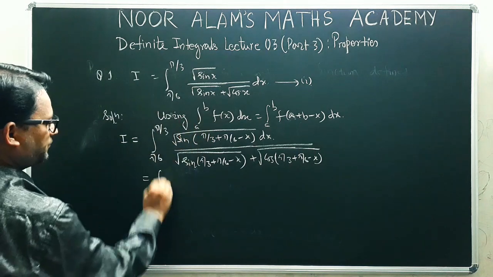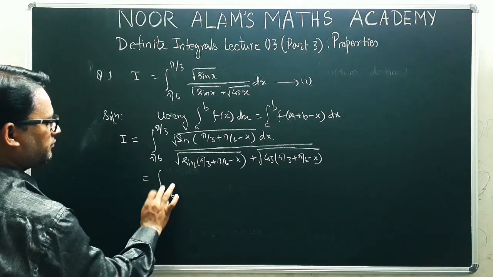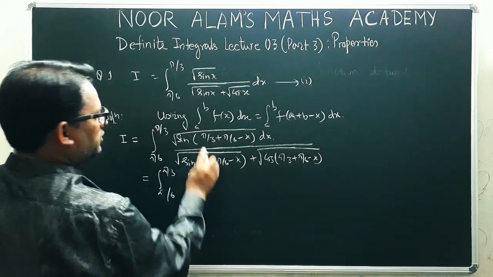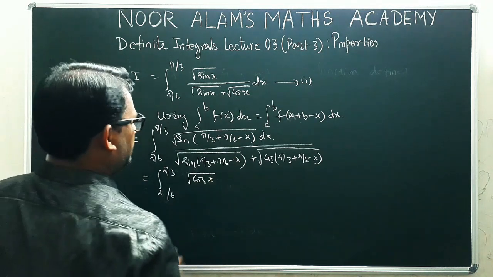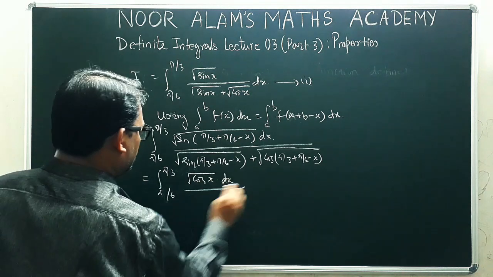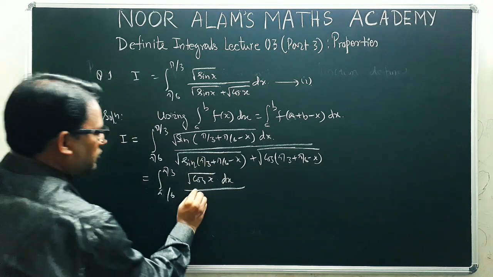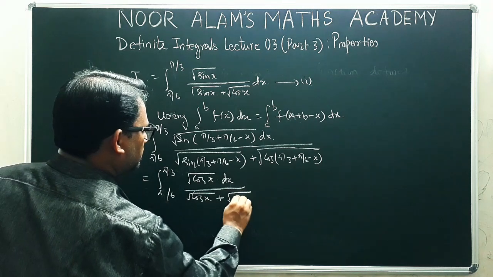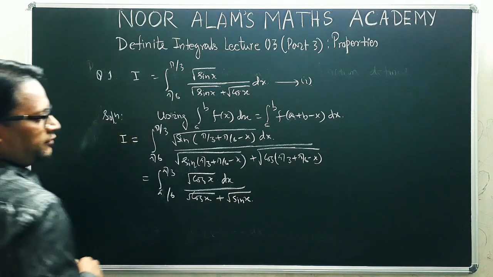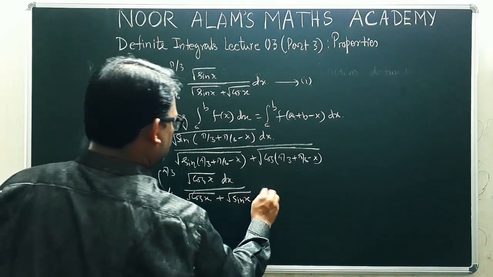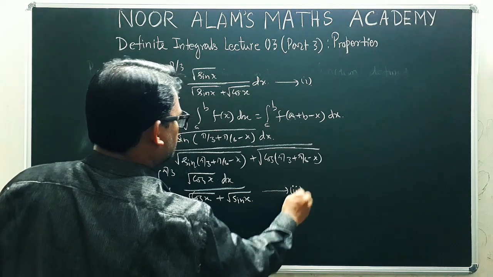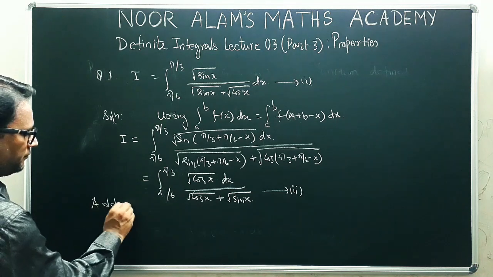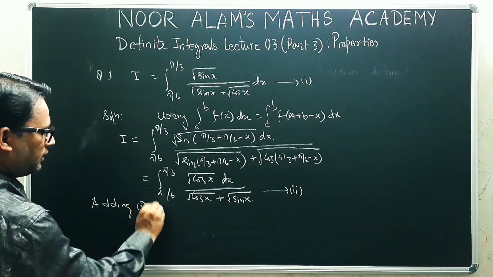Okay. Now we have the integral from pi by 6 to pi by 3. Now this part becomes cos, because of the complementary rule, 90 degrees minus theta. Here sin becomes cos, root cos x, and this cos becomes sin using the complementary rule. Sine of 90 degrees minus theta is cos theta, and cos of 90 degrees minus theta is sin theta. Now adding equations 1 and 2.